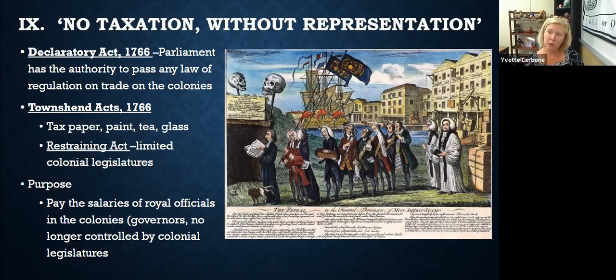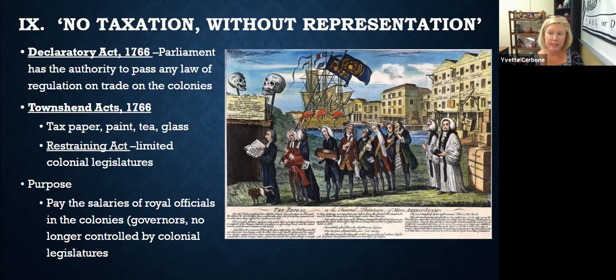They also went so far as Parliament said, we're going to have what we call the Restraining Act, which was they were going to limit the power of colonial legislatures. So they did not want the colonies to try to pass any kind of other local laws that allowed people to make these products, for instance, or would allow them to circumvent these taxes.